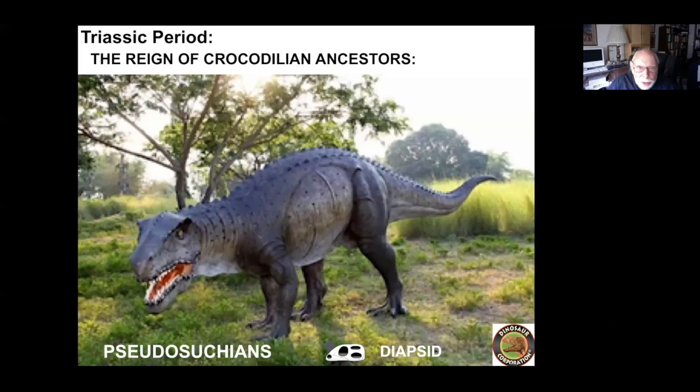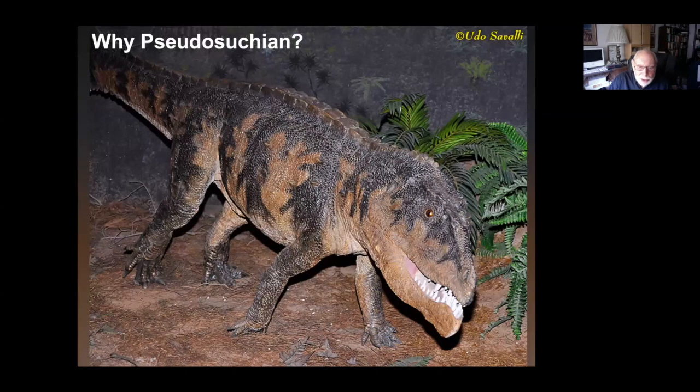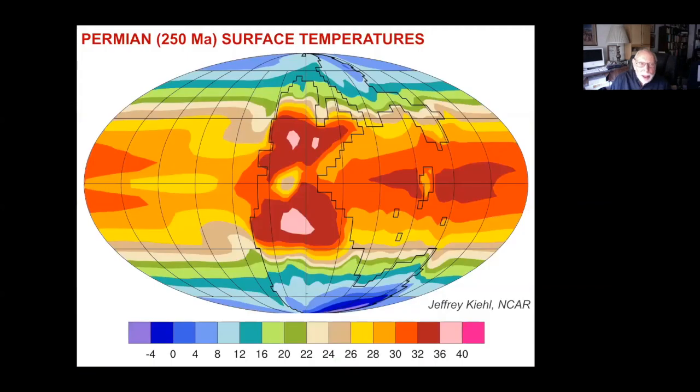The Triassic was really the reign of these crocodilian ancestors, the pseudosuchians. They were huge, and they essentially were in most places on the earth, I think. The reason for this was, if you recall, the end of the Permian was an extremely warm period of time. In fact, that's probably what killed off so many of the land and marine species.